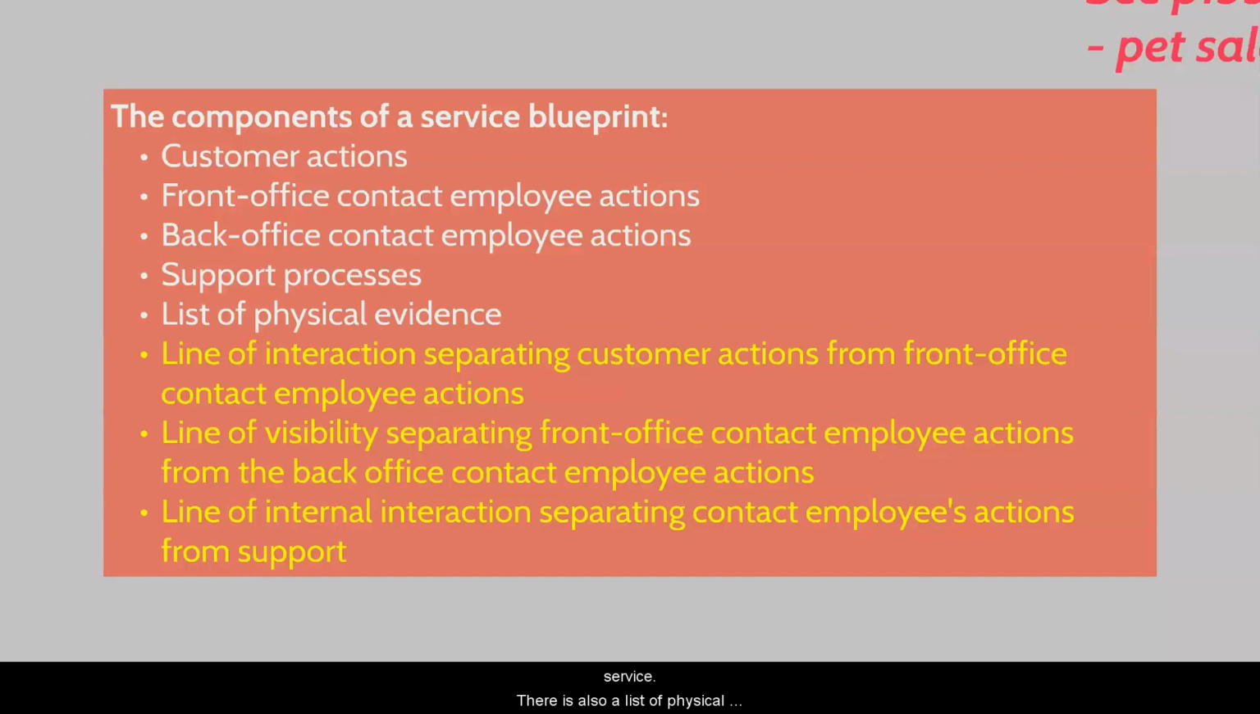There's also a list of physical evidence activities, and these are found at the very top of the blueprint. These lists refer to actual physical evidence of the service for each point of the contact between the customer and the contact employees. For example, your ticket that you will take to another front office employee before you can enter the cinema. There's also the line of interaction that separates customer actions from the front office contact employee action. Also the line of visibility that separates the front office contact employee actions from the back office contact employee actions. Also the line of internal interaction that separates contact employees' actions from activities and people that support them.